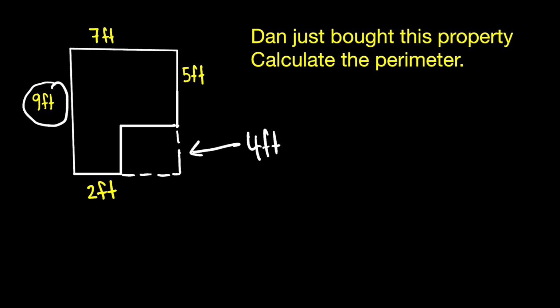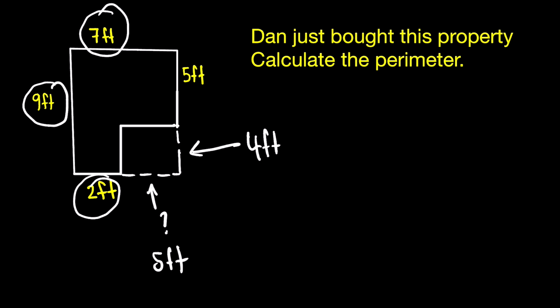So now the right side and the left side equal 9. The same thing is going to happen at the top. The top is 7, the bottom is 2. So what's that side? Well, it's going to be 5, right? Because 2 plus 5 is 7. So that's all there is to it.